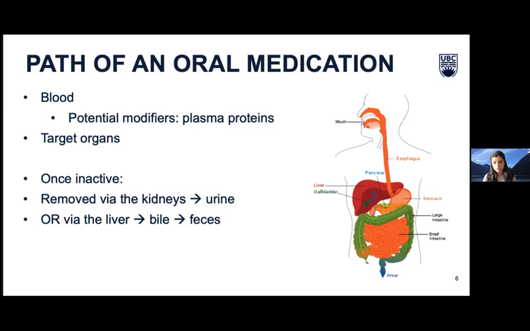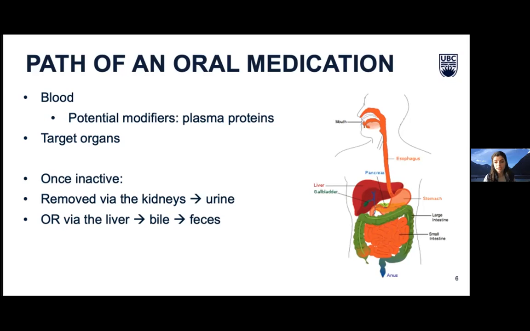Now, once the drug has become used or becomes inactive, either by the liver once it goes around again or transformation somewhere else, it can be removed via the kidneys and then into the urine, or the liver can re-excrete it into the bile, which is stored in the gallbladder and then released into the small intestine, which will eventually be excreted into the feces.